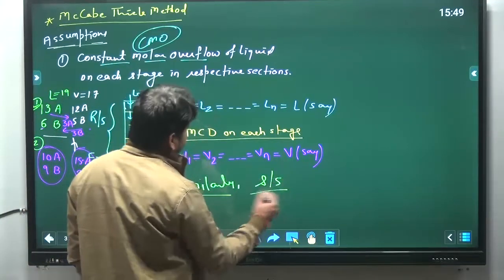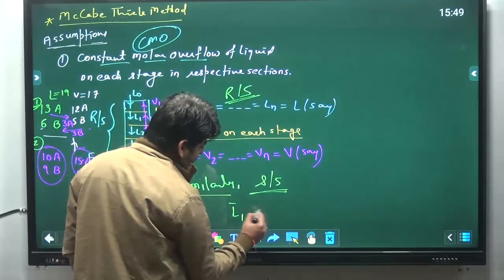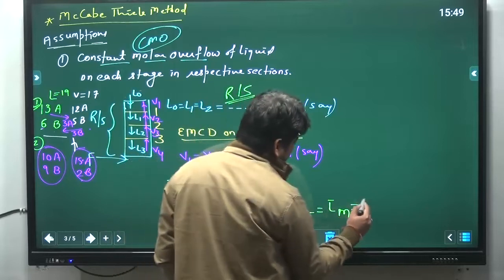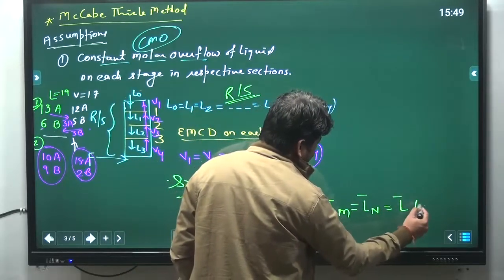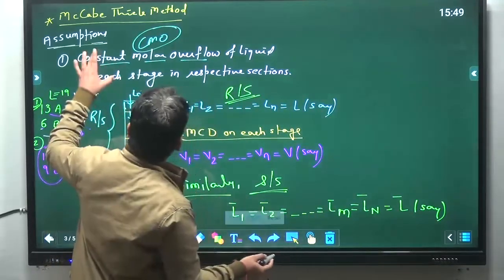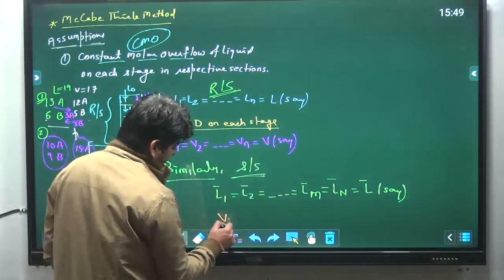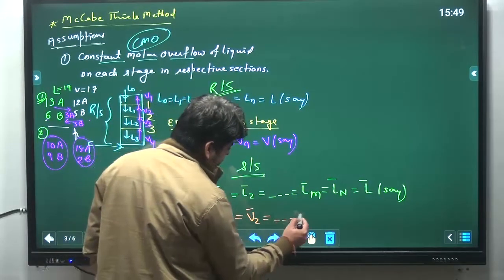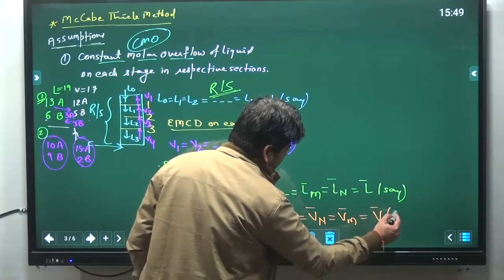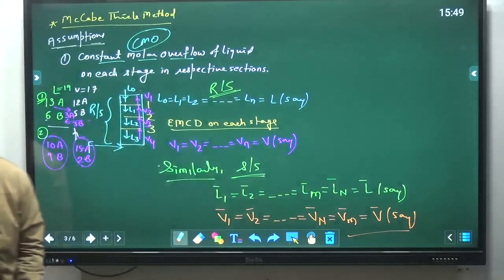Similarly, for the stripping section, this is for the rectifying section. For stripping section, flow rates will be L1 bar equal to L2 bar, Lm bar that is equal to Ln bar. Let's say L bar. Similarly, the vapor flow rates will be V1 bar equal to V2 bar equal to Vn bar, Vm bar, let's say that is V bar. Is it clear, guys?